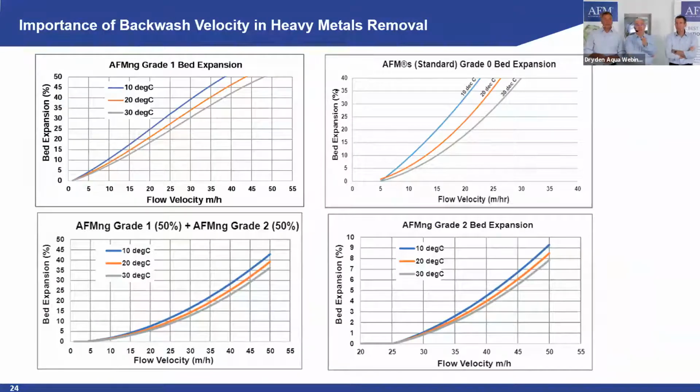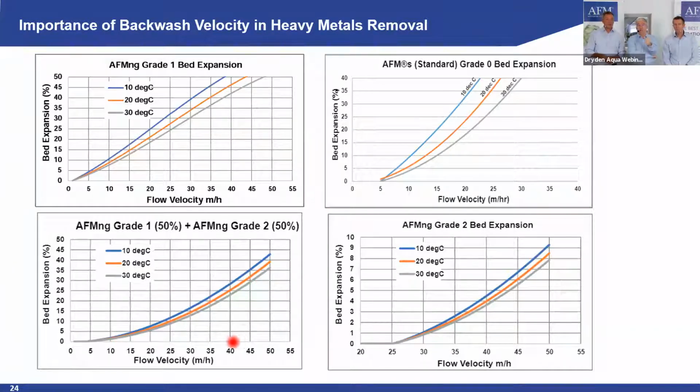As we said before, we have different grades. That means we have different expansions. If you take the first one, AFM grade 1, at let's say 30 meters, we have 25% bed expansion. The same for grade 0. If you go to 25 meters, we have a much higher bed expansion, maybe up to 30. But important is that typically we have a combination of different grades. So you can see we have a curve of different grading, like here 50-50, grade 1 and grade 2.